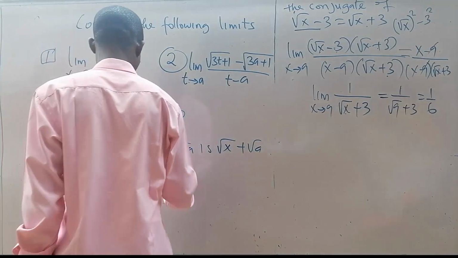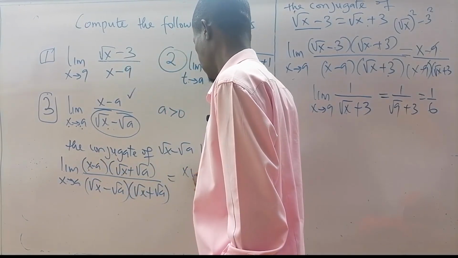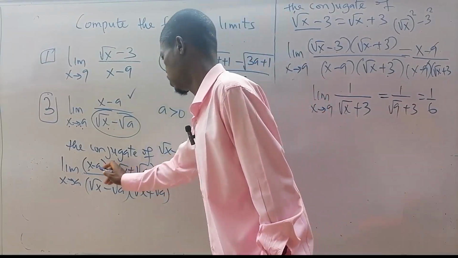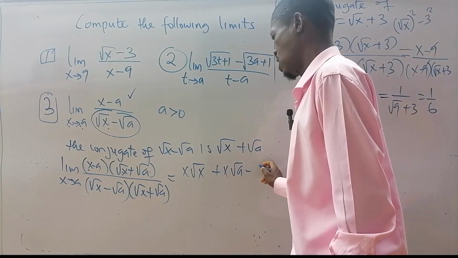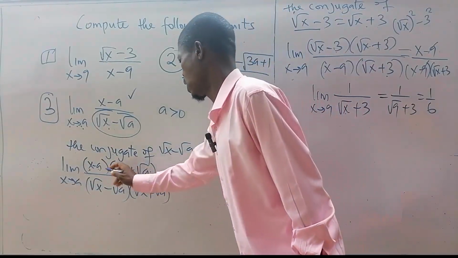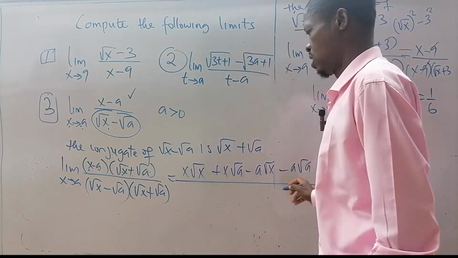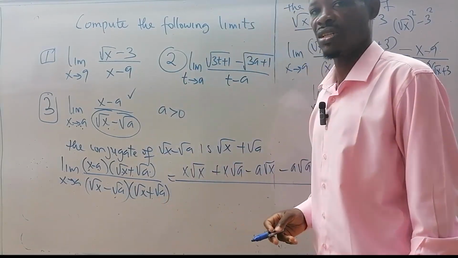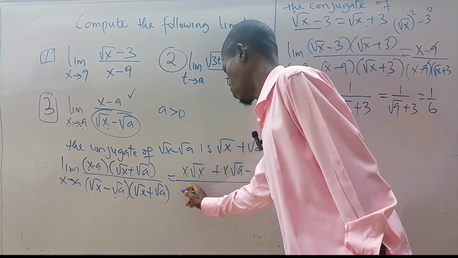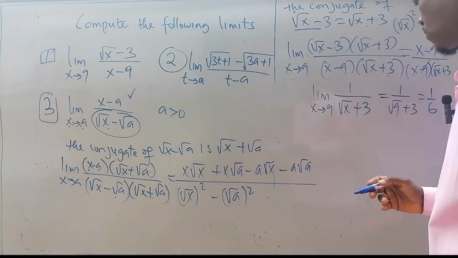So in that case I'm going to expand this. It's going to be this one times this one, I have this. And then this one times this one, that's a plus. Then this one times this one, I have minus a times this. And then minus a times this, that's a root a. All over, this one, the expressions are the same but they have alternating signs. So that calls for what we call the difference of two squares. This one squared minus this one also squared.